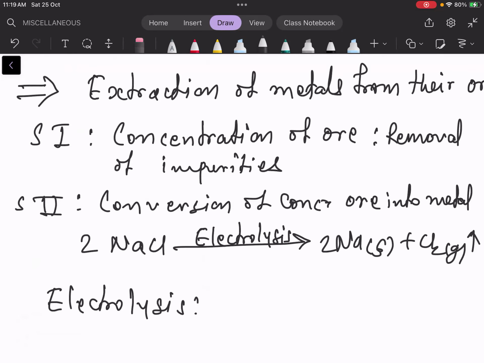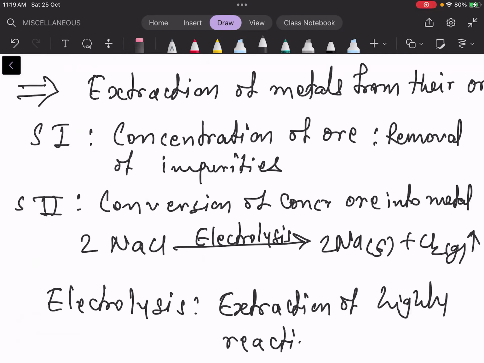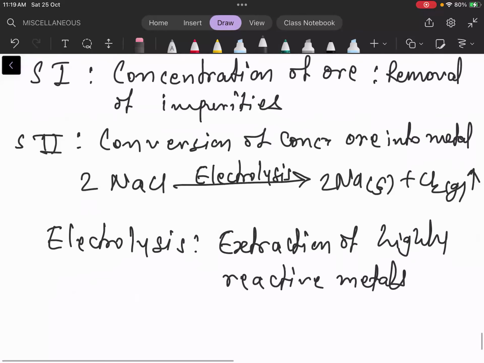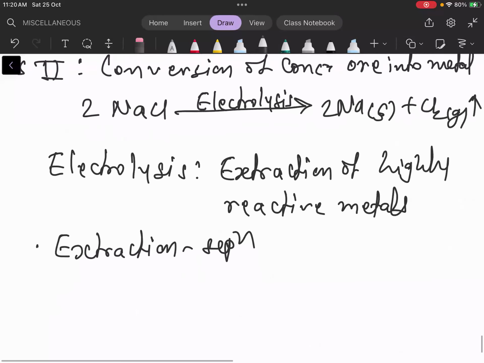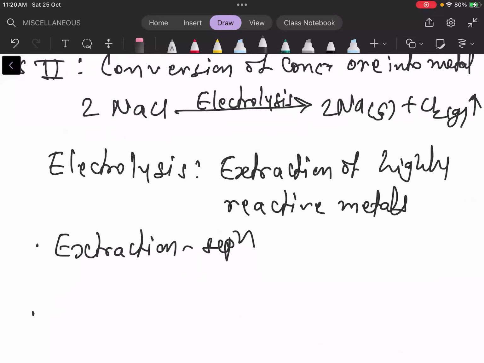The process of electrolysis is used for extraction of highly reactive metals. The next, extraction means separation. What is extraction? Extraction means separation.